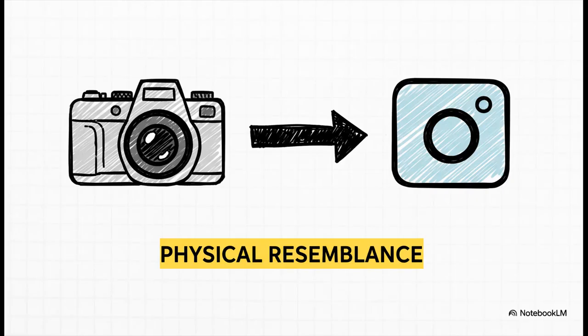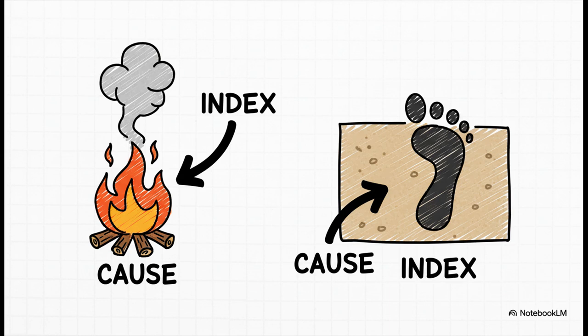First up, we have the icon. This one is the easiest to get. An icon works because it physically resembles the thing it stands for. The camera icon on your phone looks like a camera. A portrait painting looks like a person. Super simple.